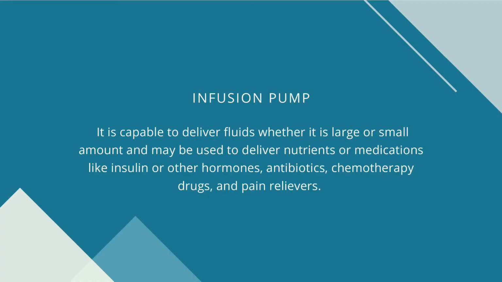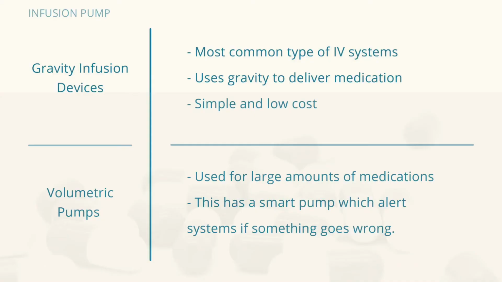An infusion pump is capable of delivering fluids whether in large or small amounts and may be used to deliver nutrients or medications like insulin or other hormones, antibiotics, chemotherapy drugs, and pain relievers. There are 4 types of infusion pumps. First is the gravity infusion devices. It is the most common type of IV systems. It uses gravity to deliver medication and it is simple and low cost.